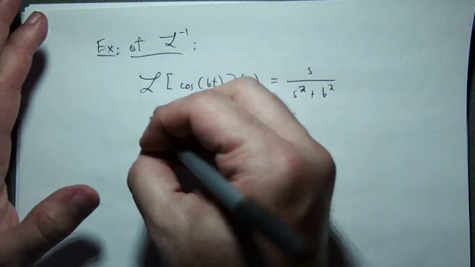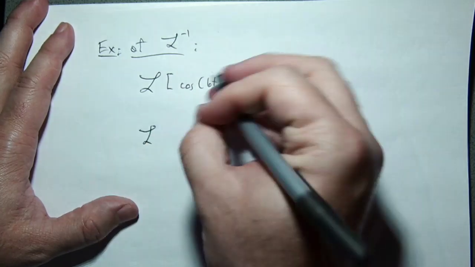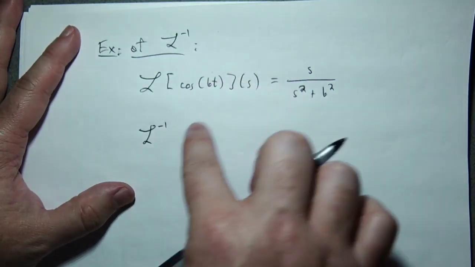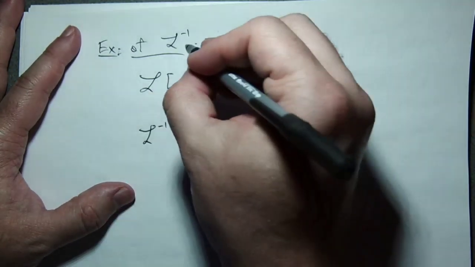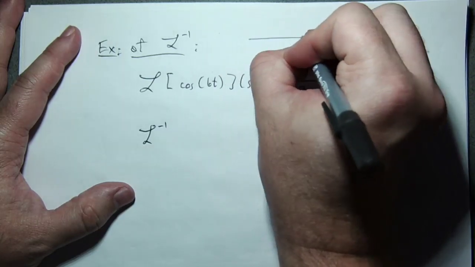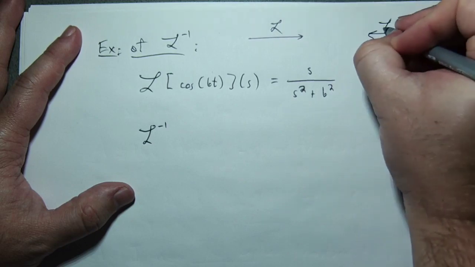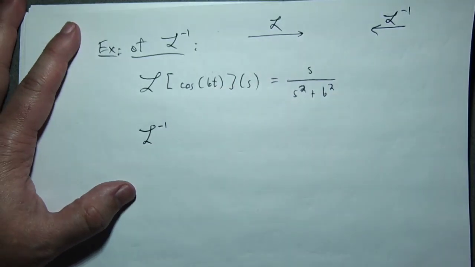So then, how do I write an entry from this for the inverse Laplace transform? How would I read backwards, right? So I'm saying the Laplace transform is reading left to right, and the inverse Laplace transform is reading right to left. What do I mean by that?